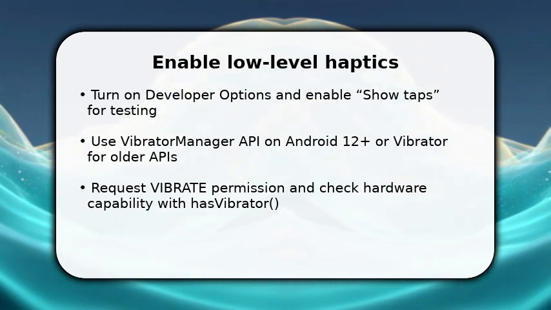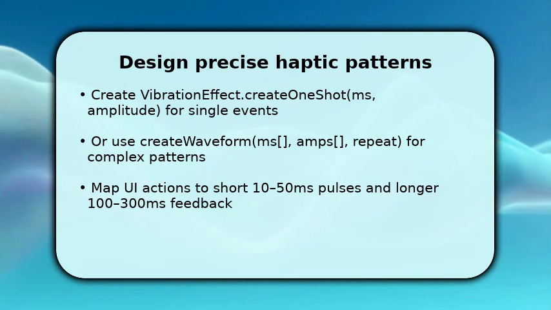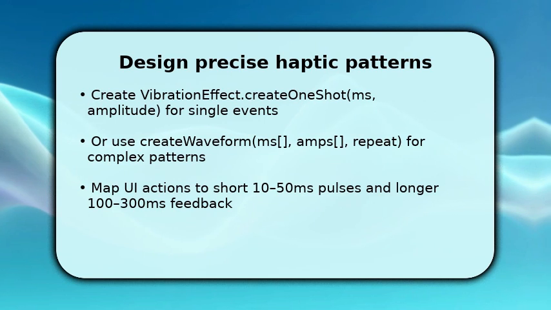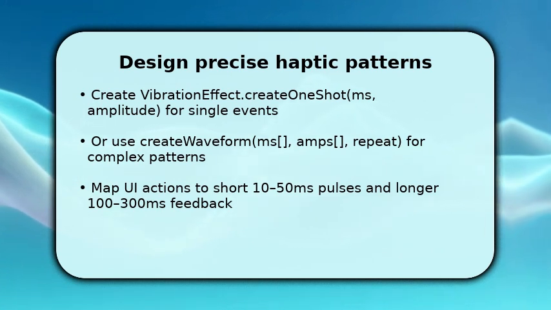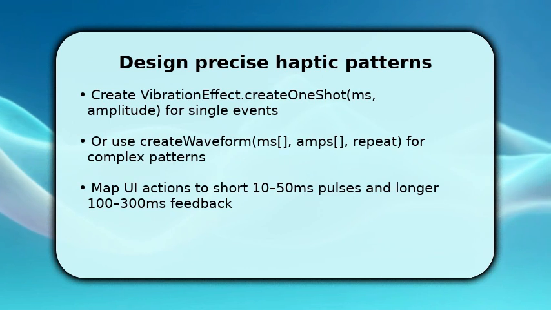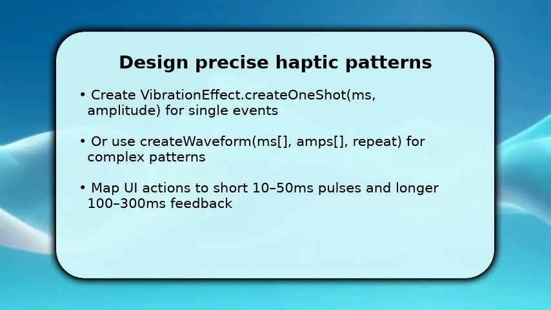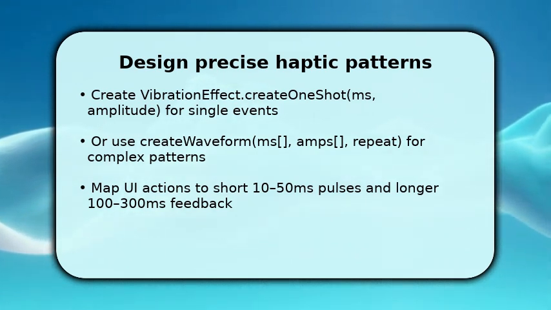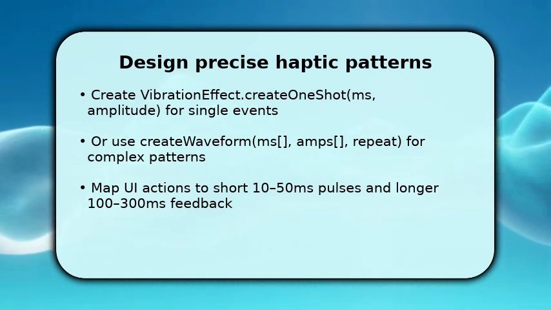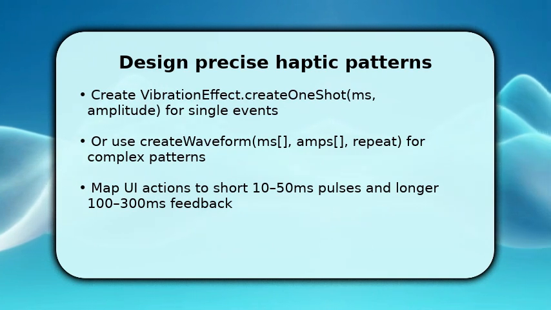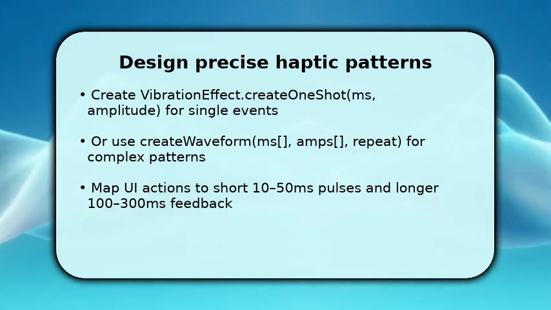Craft short pulses for confirmations and longer shapes for errors or alerts so users can feel differences. Use VibrationEffect. Create one shot for single hits and create waveform when timing and amplitude sequences matter. That provides rhythm and nuance. Make amplitude values proportional to perceived intensity. Test several levels. Once done, tie patterns to specific UI events and avoid overuse so the effect remains meaningful rather than annoying. Finish by optimizing and testing.